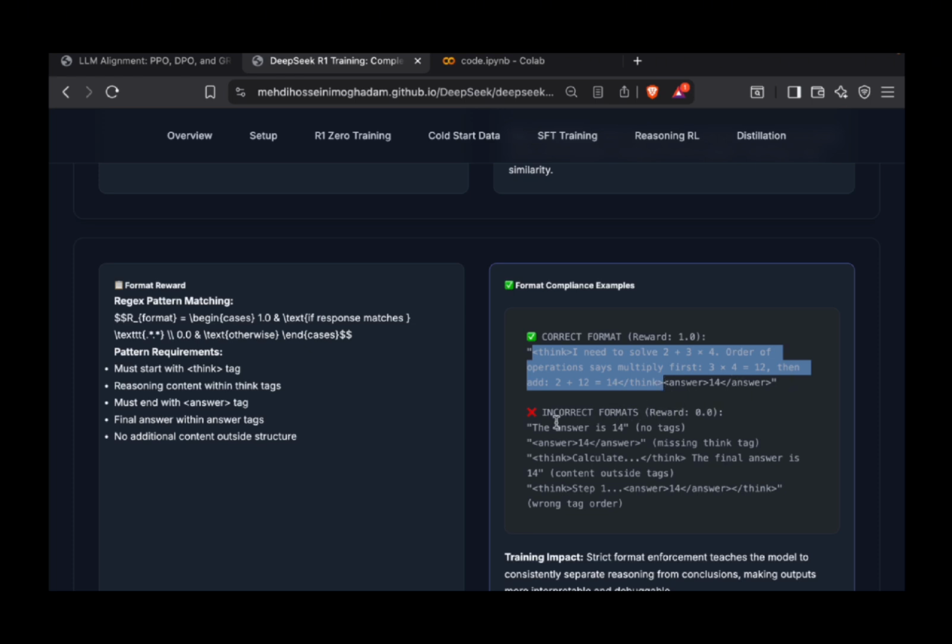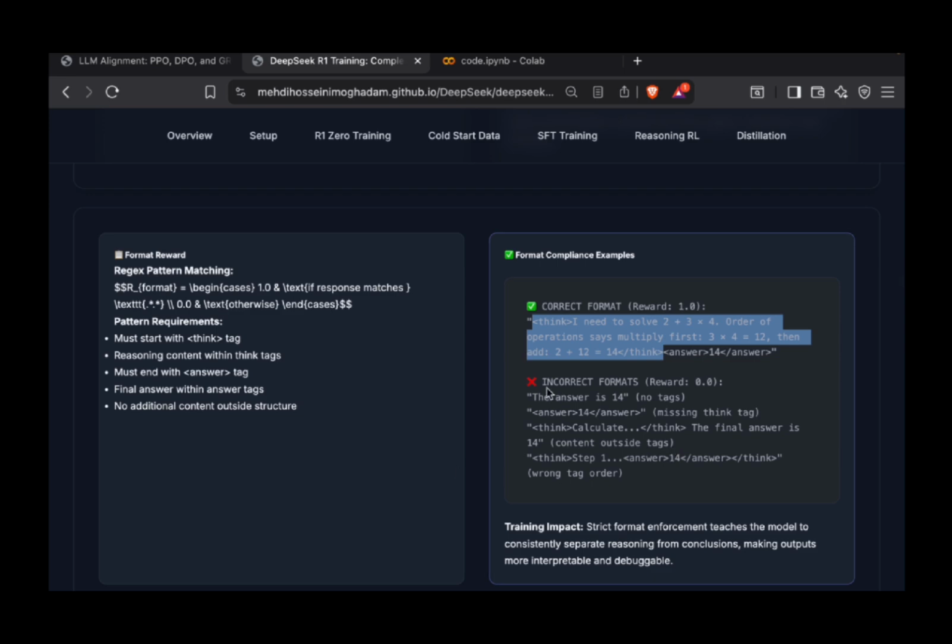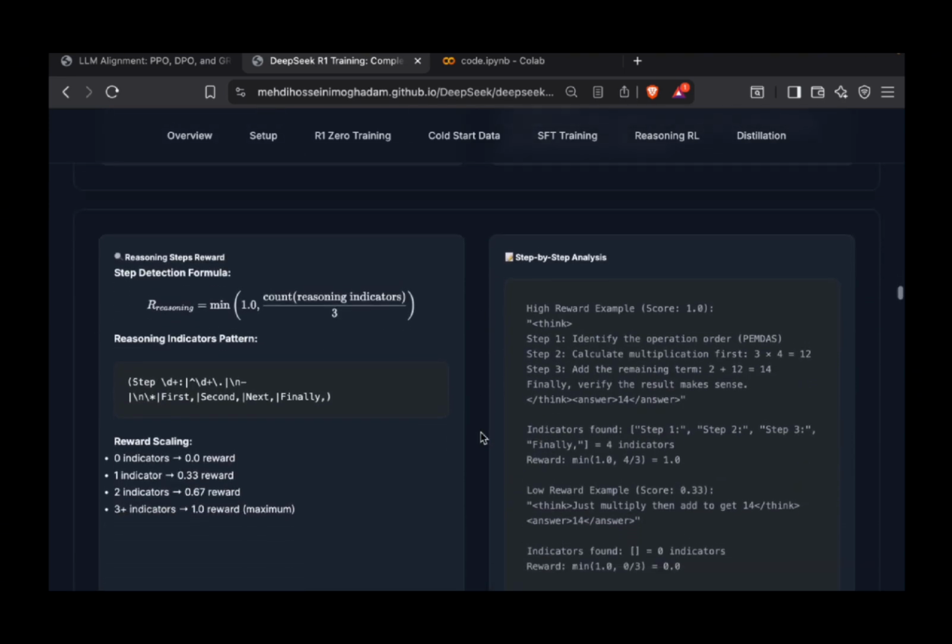But in the case of an incorrect format, for example, it can say the answer is 14 and there are no tags, and we don't want something like that because we want the reasoning. So that would be a reward of 0. This is the second reward function.